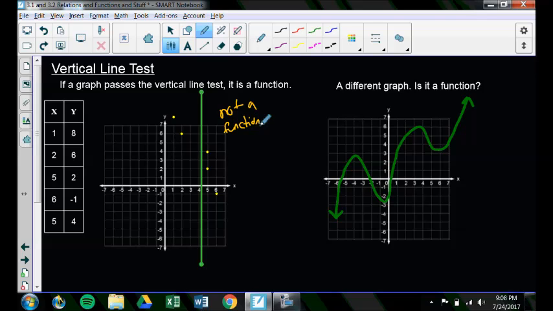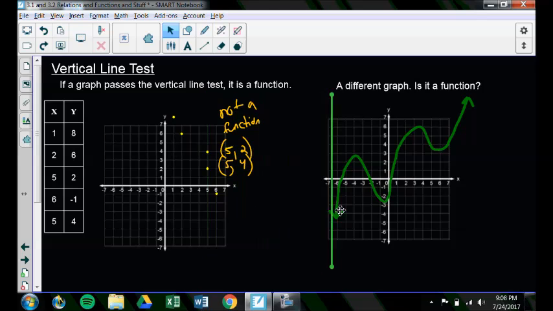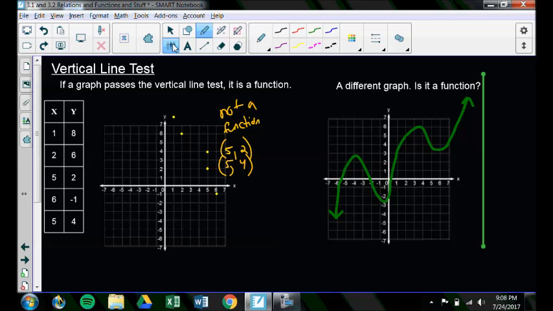Because 5 is going to 2, and 5 is going to 4. 5 can't go to 2 different things and still be a function. It can be a relation, not a function. Way over here, there's no point where the vertical line hits the graph more than once. Here it looks like maybe it does, but pretend it's just barely going to the left, but it is. So yes, this is a function. This is passing the vertical line test.